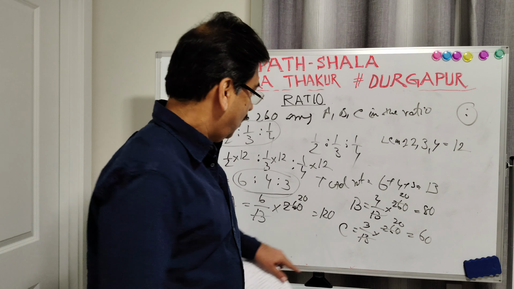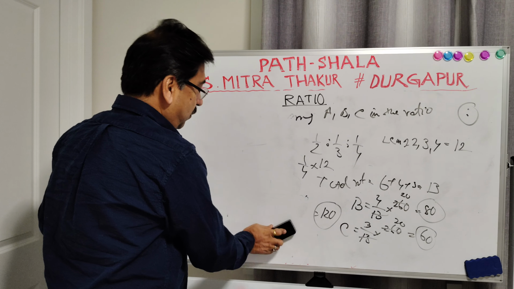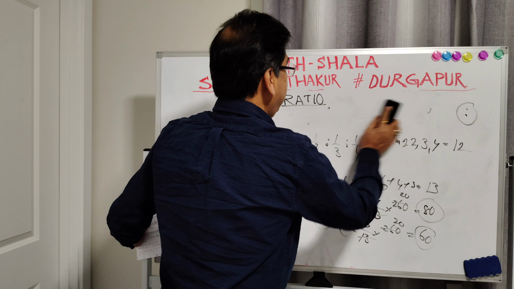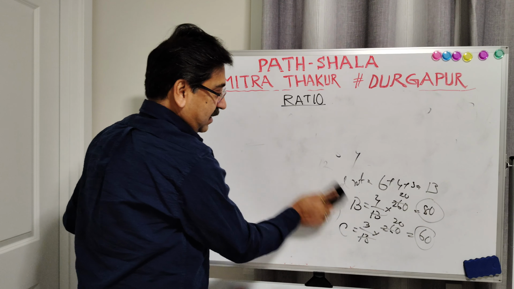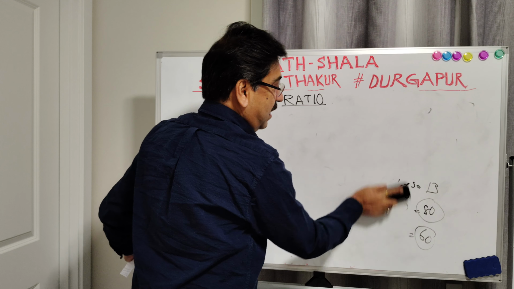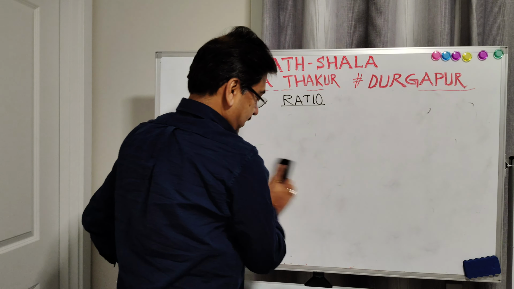120A, 80B and 60C. So 120 plus 80 plus 60, that is equal to 260. So the mathematics is very correct and you will get the marks and you will be happy, and the teacher will also be happy because the teacher will think that his or her student is doing well. Right?